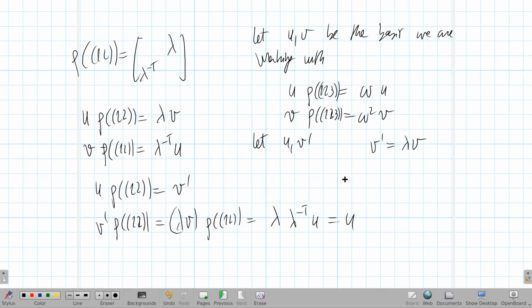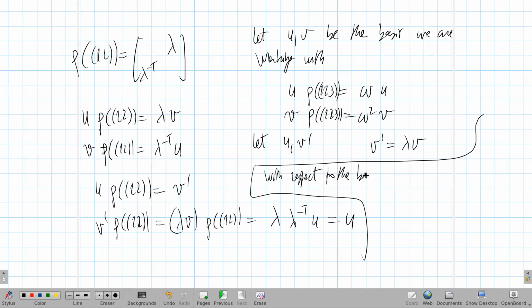What we have found, with respect to the basis u, v prime, is that rho(1 2) simply sends u to v prime, so 0, 1, and v prime to u. And so we have found a very simple thing. You don't need to have lambda and lambda inverse, you just need two ones. And we have changed basis, seeing that we have different representations which give the same character.